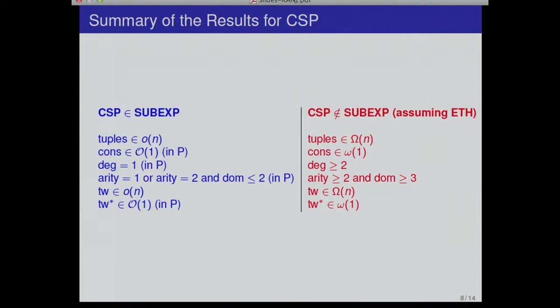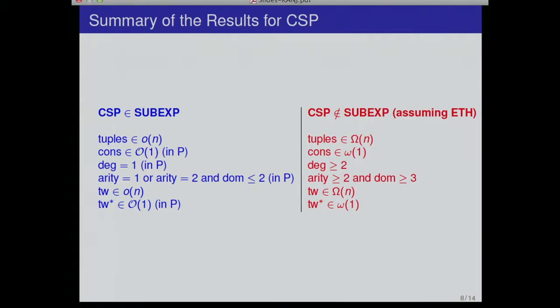Okay, so to summarize or highlight the results that we obtained for CSP with respect to the different structural parameters that we looked at: here in blue you have the positive results, in red you have the negative. The negative results are under the assumption that ETH does not fail. So we could show if the number of tuples is sublinear, then the problem is solvable in sub-exponential time. If it's linear, it's not.